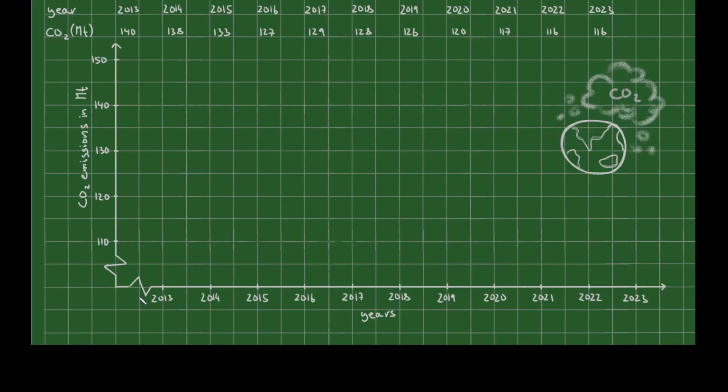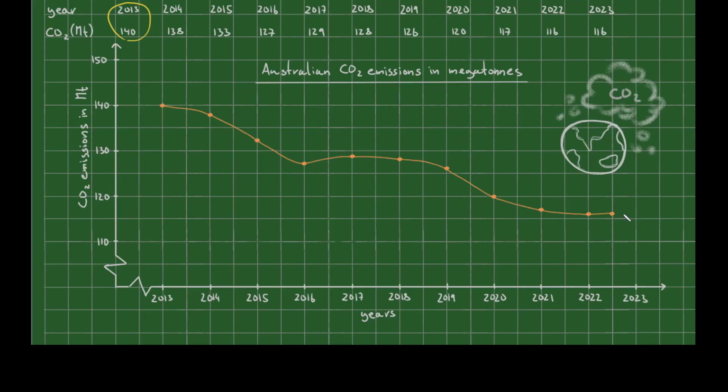What are the points that I'm going to plot? Well, each entry in the table represents an ordered pair. So for example, the year 2013 and 140 megatons, that is an ordered pair. That is a coordinate. Let me quickly plot these points. Considering that this case deals with continuous numerical data, the individual points can be connected, and we end up with this curved line. To make everything neat, I am also going to give this graph a title: Australian carbon dioxide emissions in megatons. Let me explore one more example.